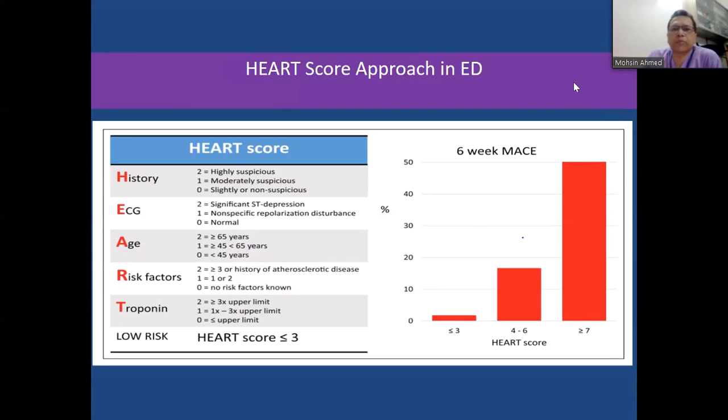There is a HEART score used in the approach in the department. History: highly suspicious 2, moderately suspicious 1, non-suspicious 0. ECG: ST depression is 2, non-specific changes 1, normal 0. Age more than 65 years is 2, 45 to 65 is 1, less than 45 is 0. Risk factors: more than 3 factors or atherosclerotic disease is 2, 1 or 2 factors is 1, no risk 0. Troponin raised is 2, within the normal or upper limit is 1, and normal is 0, low risk. So a HEART score less than 3 is low risk; 4 to 6 is intermediate; and 7 or more is high risk. It can be followed for theoretical purposes also, but keep in mind there is a need for rapid identification of MI or other diseases.